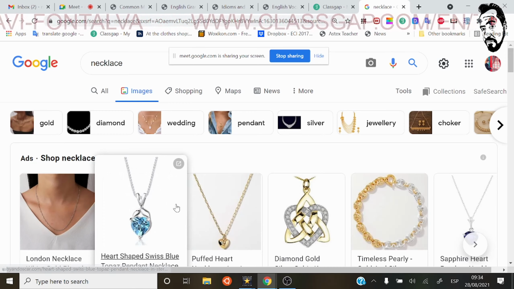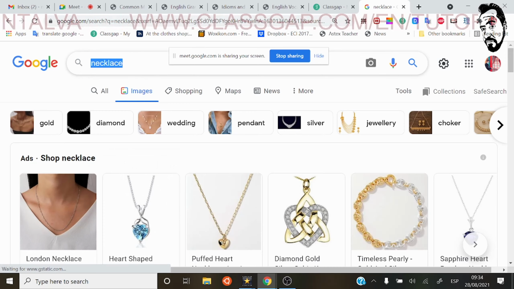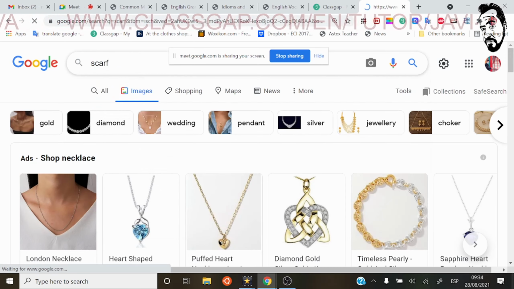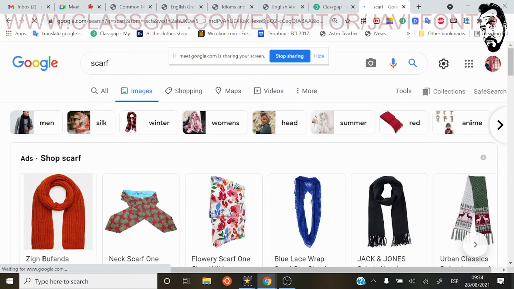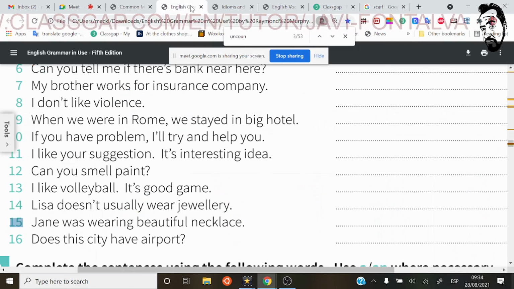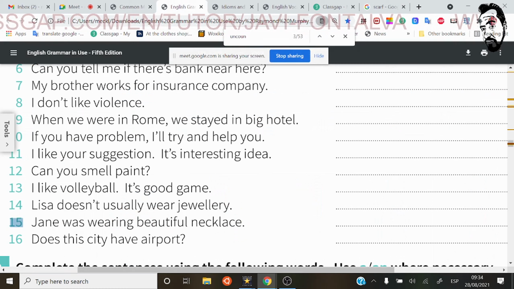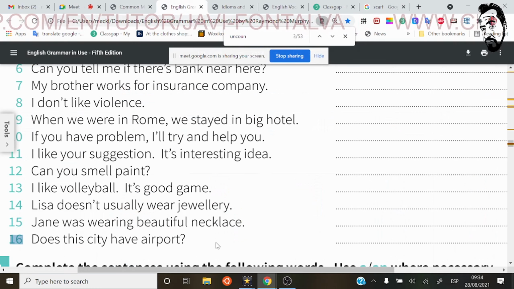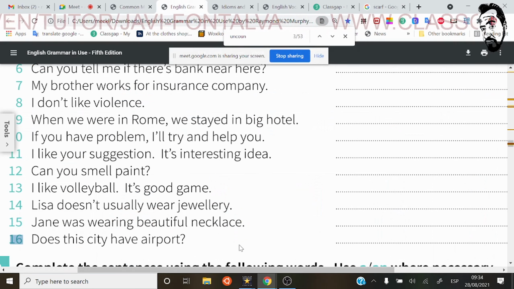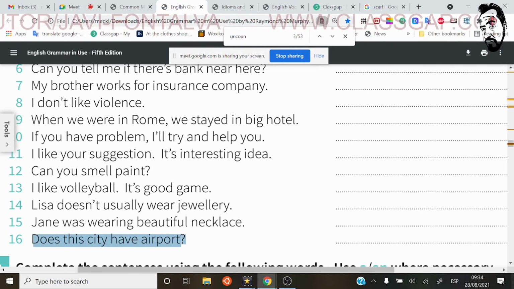A necklace. Yes. Okay. If you want to say bufanda, we say scarf. Okay. Is it okay or not okay?